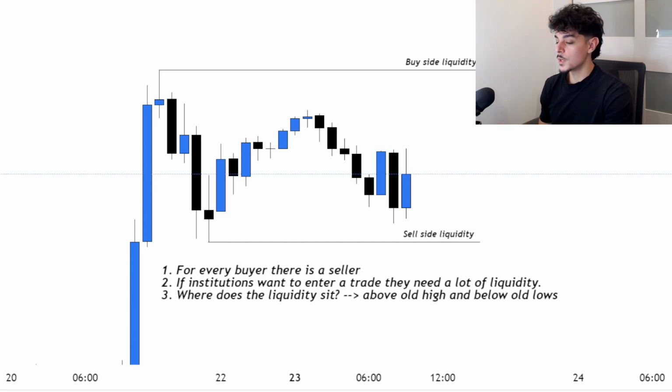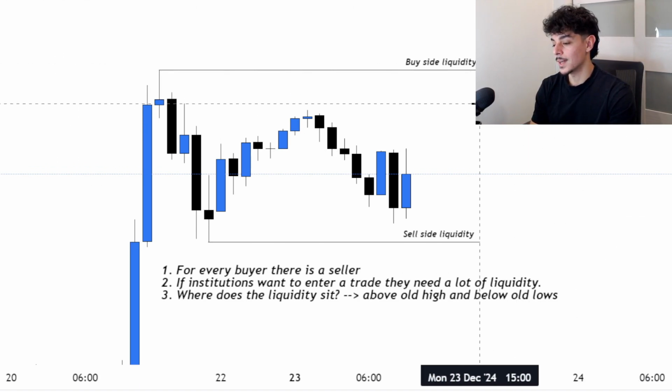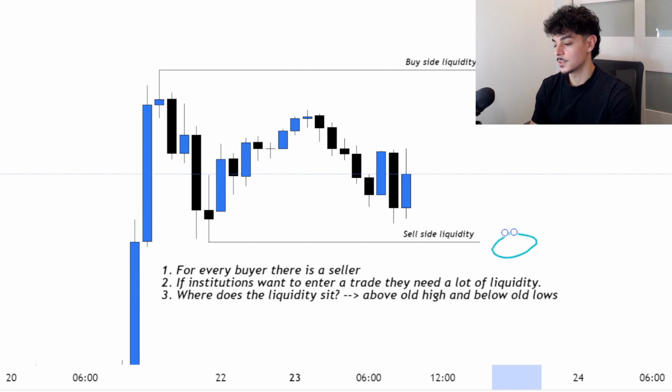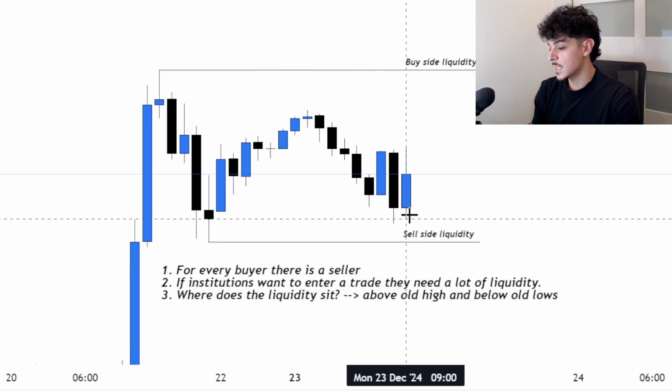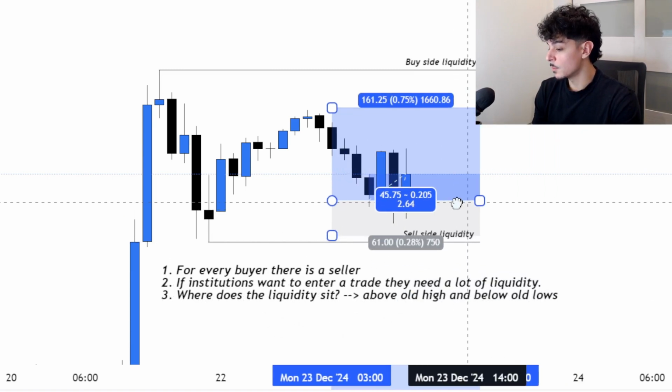Where does the liquidity sit? And the answer is above old highs and below old lows. You might be asking, why does liquidity sit below old lows and above old highs? The reason is that the masses put their stop losses below old lows and above old highs.